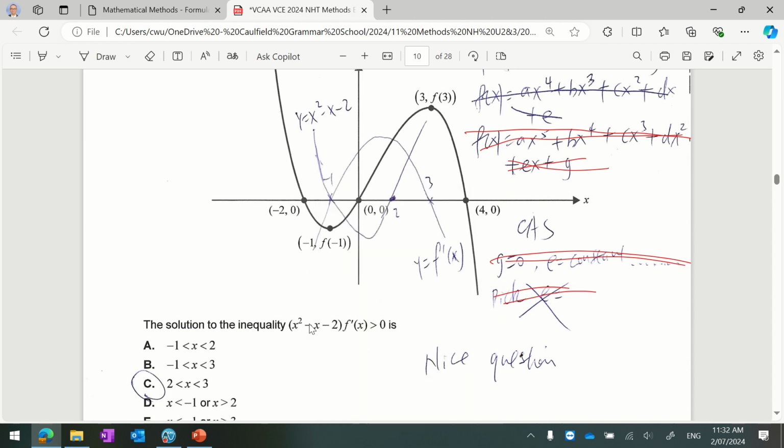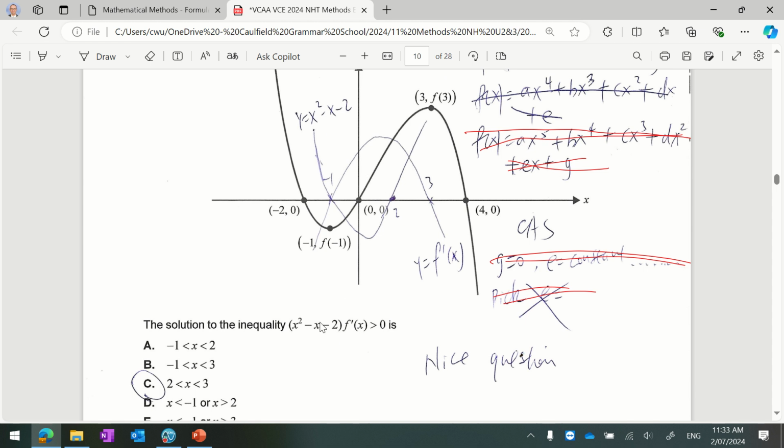And then I decided to graph x squared minus x minus 2. And it just happens, and I did this on CAS, by the way, I'm not graphing x squared minus x minus 2 by hand, that the x-intercepts of x squared minus x minus 2 are -1 and 2. That's the x-intercepts. So I graph them. It's an ugly graph, but you get the idea.